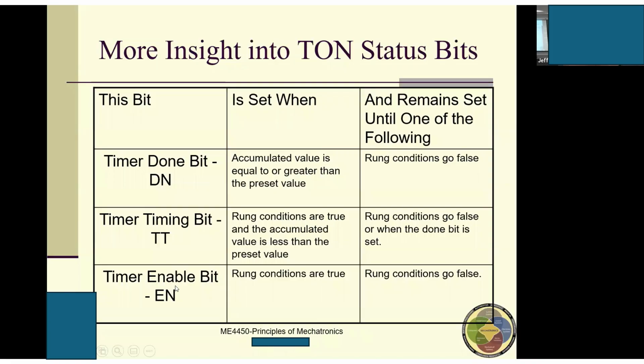Timer enable bit: if the run conditions are true, the timer enable bit is true. When the run condition goes false, the enable bit, EN, goes false. Right? Questions? Then TT and EN.